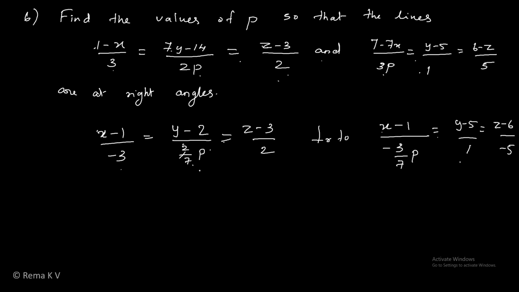So to apply the condition for perpendicular lines, this is a1 a2, minus 3 into minus 3 by 7p plus 2 by 7p into 1 plus 2 into minus 5, equal to 0. Since these two lines are perpendicular, a1 a2 plus b1 b2 plus c1 c2 is equal to 0.